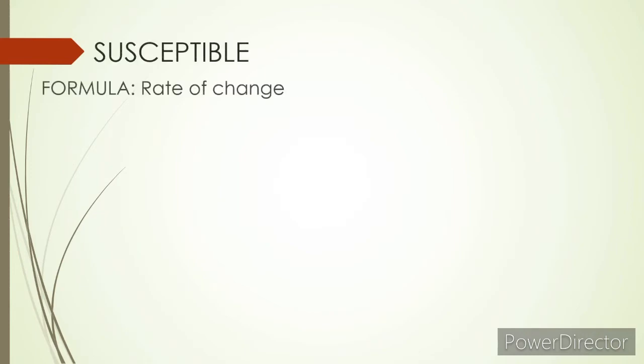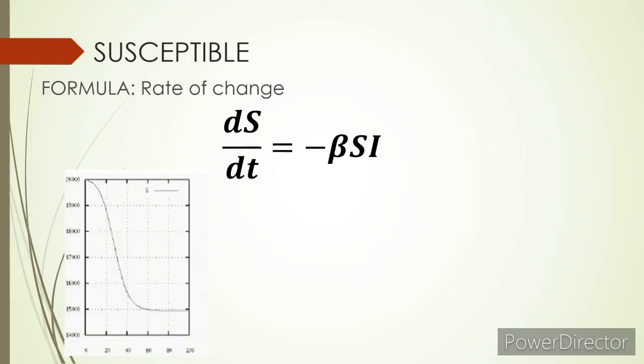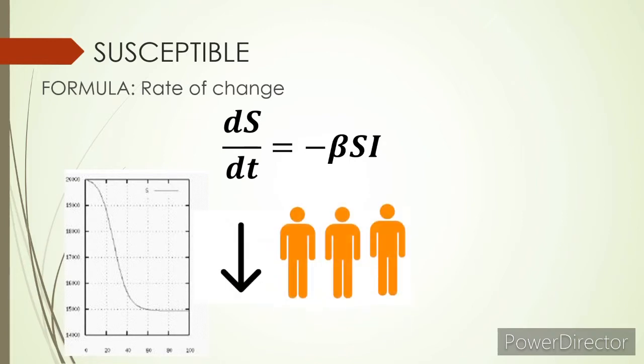Let's talk about the formula for each category. First is the susceptible. The formula for its rate of change is dS/dt is equal to the negative of the product of the transmission rate, the number of susceptibles, and infectives. This formula represents the change of susceptibles as time goes by. As you can see in the graph, there is a downward slope, indicating that the disease is spreading and the number of susceptibles is decreasing.